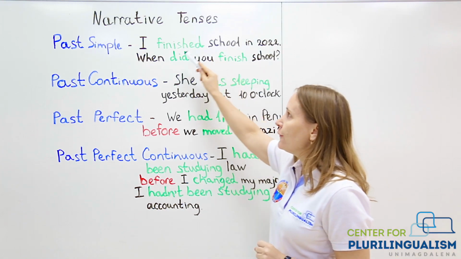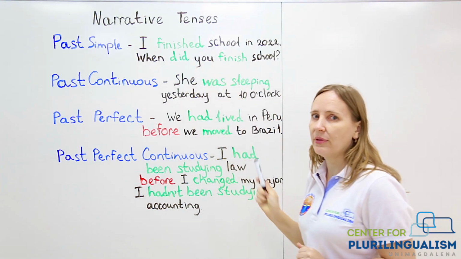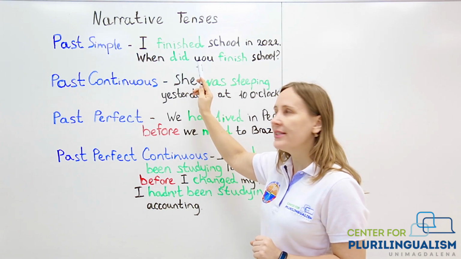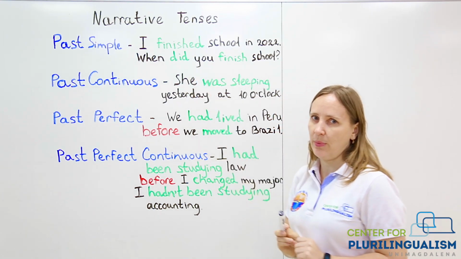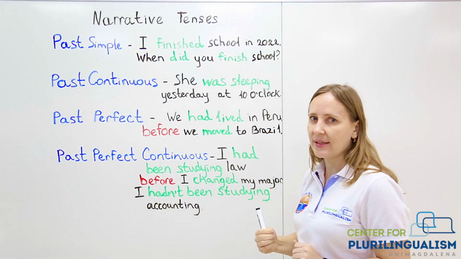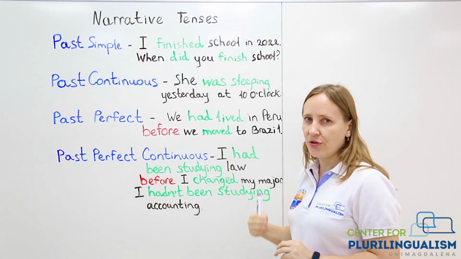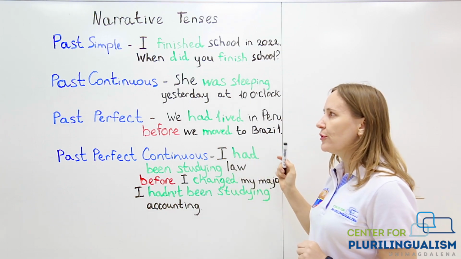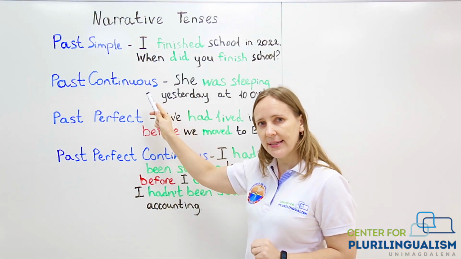And if you want to make a question, I would like to remind you to use the auxiliary verb did. Please don't forget about it. You also need this verb to make a negative sentence. For example, I didn't travel last year. Okay? So now let's move to speak about past continuous.